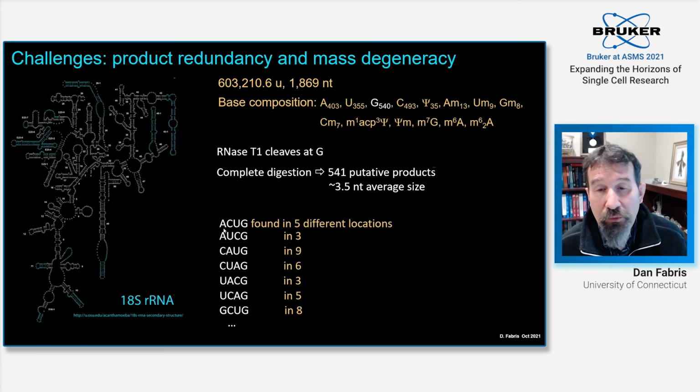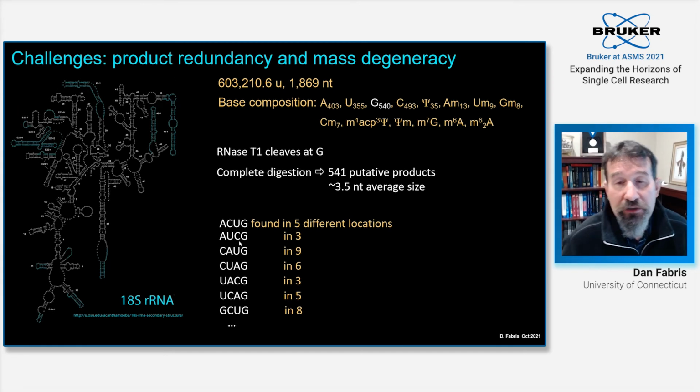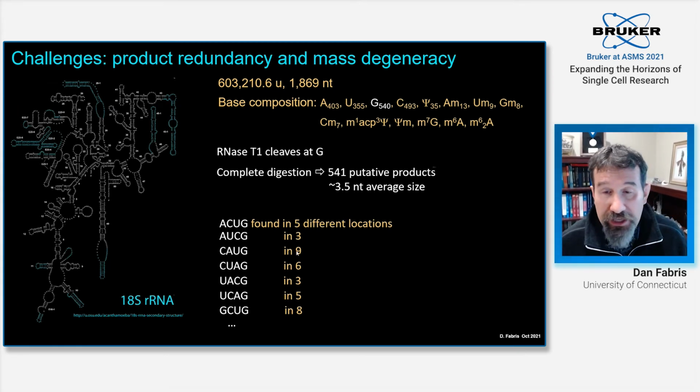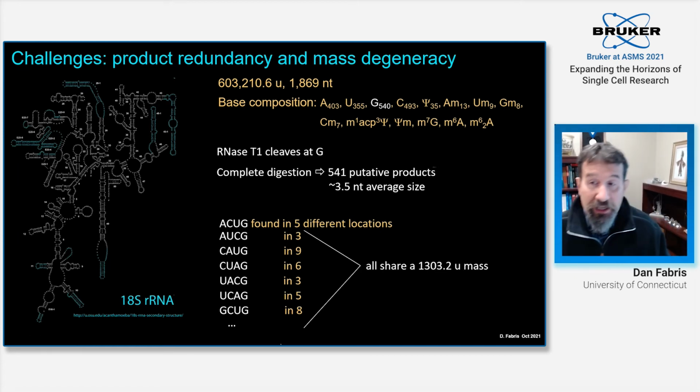A similar tetramer with the same base composition but slightly different sequence could be found in many other locations, and we can go on and on with these. All these products will share the same molecular mass, therefore greatly increasing the ambiguity in the data interpretation.